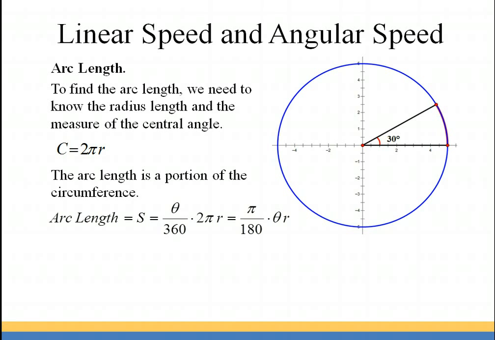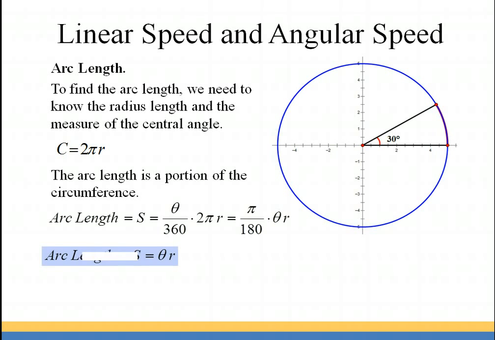Then I simplified a little bit. I had 2 over 360, which I simplified to 1 over 180. And then what I did was I switched the placement of pi and theta. I did that so you can see that we're taking the angle theta, which is in degrees, and multiplying it by pi over 180, which means that we're changing it to radians.